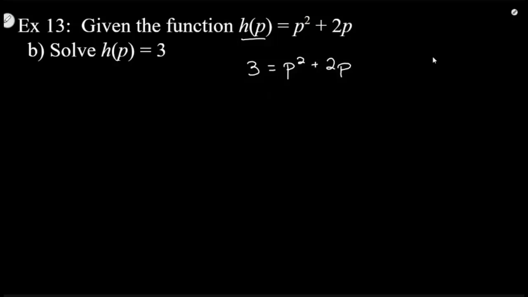Now, it has been a while since you've seen these, but this is a quadratic equation, right? Because it has a squared in it. So here's our squared, and our strategy for quadratics is we're going to move everything over to one side so that we have 0 on the other side. So we're going to subtract 3. 0 equals p squared plus 2p minus 3.